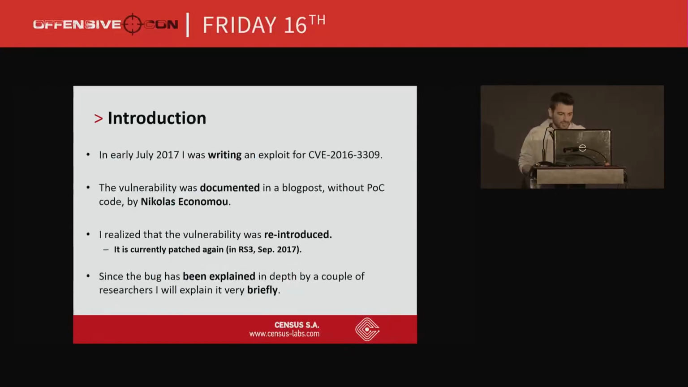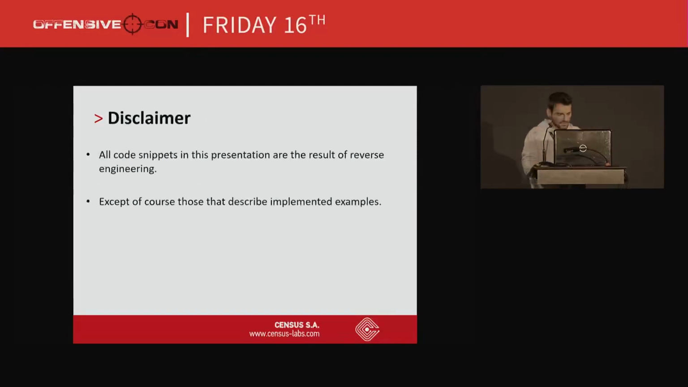So, in early July of 2017, I was writing an exploit for that CVE. The vulnerability was documented in a blog post by Nicolas Economou without a proof of concept, but it was very detailed though. And I quickly realized that the vulnerability was reintroduced, and actually that Windows 10 RS2 was still vulnerable. Since the bug has been explained by a couple of researchers, I will try to explain it very briefly. Please also note that this presentation is full of code snippets, and all of them are a product of reverse engineering.